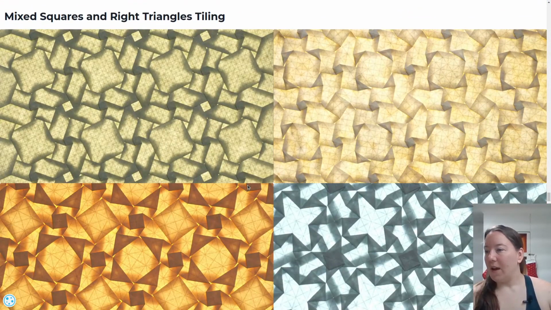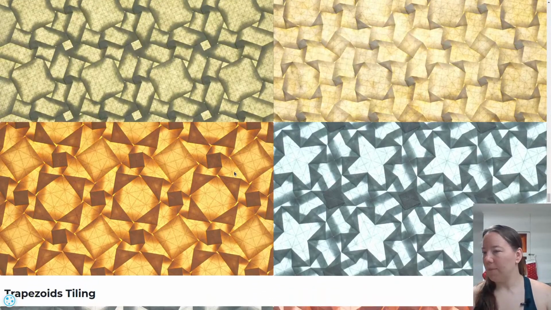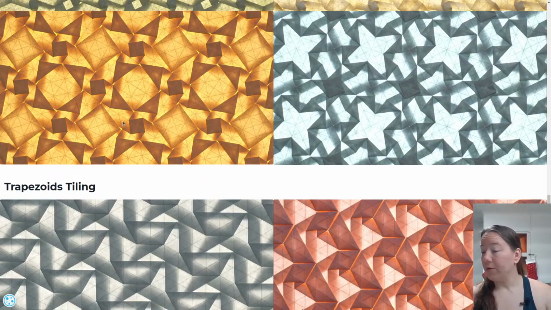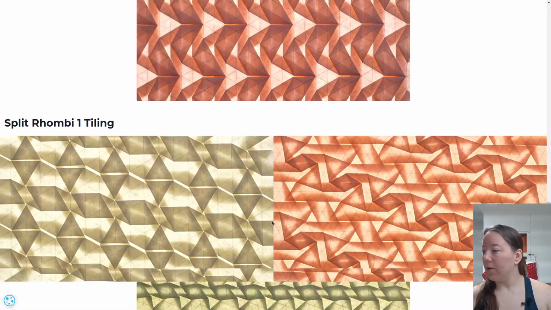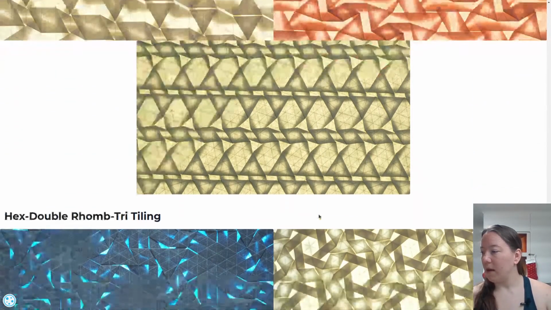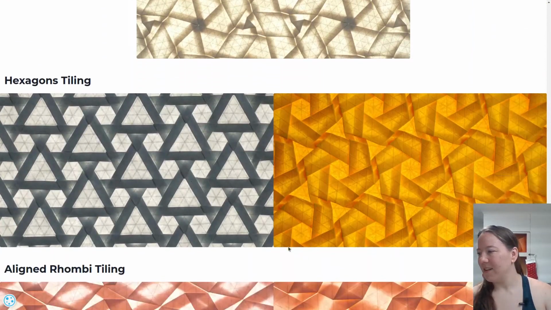Mixed squares and right triangles. A couple of these patterns only exist because of the Tessellations by Tiles course, where I was looking more deeply into these structures. This one, Waffles, was even named by a Tessellations by Tiles student. The trapezoids tiling is in Tessellations by Tiles. Split rhombi 1 as well. The hex double rhomb tri didn't quite make it in. Even with 20 different tilings, there were restrictions.